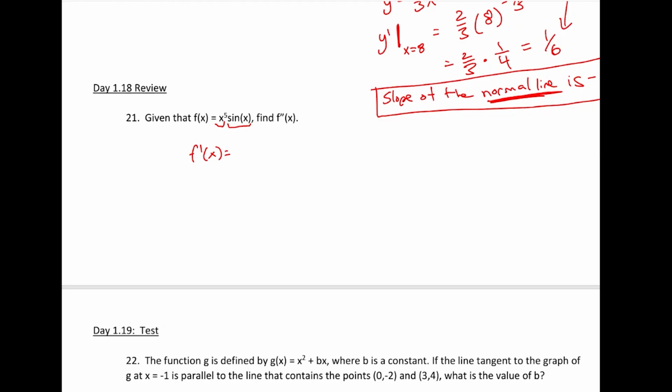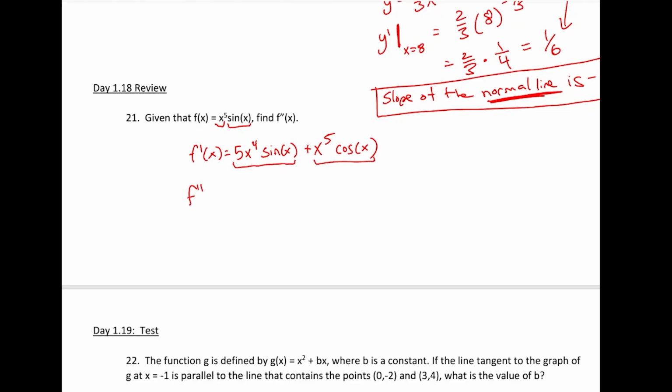Derivative of x to the 5th is going to be 5x to the 4th times sine x plus x to the 5th times the derivative of sine x, which is cosine x. So that's our first derivative. That one's not too bad. But now we've got to find the second derivative. So we're actually going to use product rule twice.